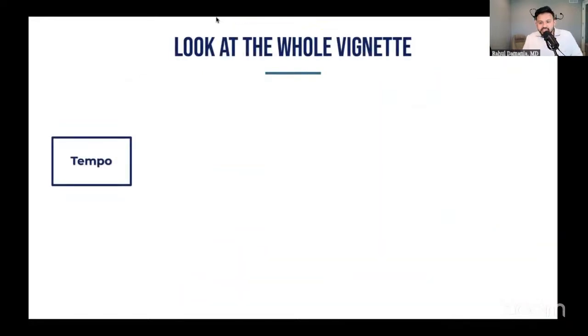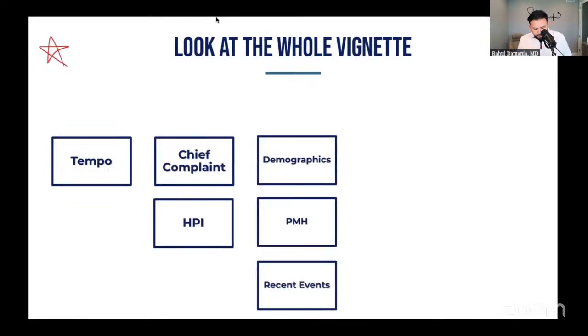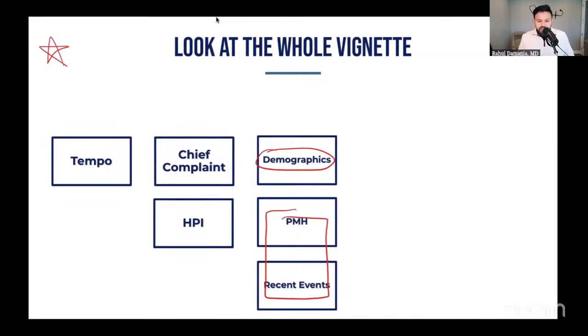So this is the other important slide that I'm going to highlight. You will start with tempo when you're creating a vignette-based note. Then you will put the chief complaint and HPI. You'll try to summarize them together. Then what you will do is you will put the demographics, but incorporate the patient's past medical history and recent events. For example, a middle-aged male with history of diabetes and hypertension. You see how I put that here? With history of diabetes, hypertension, and recurrent bouts of passing out, recent events.